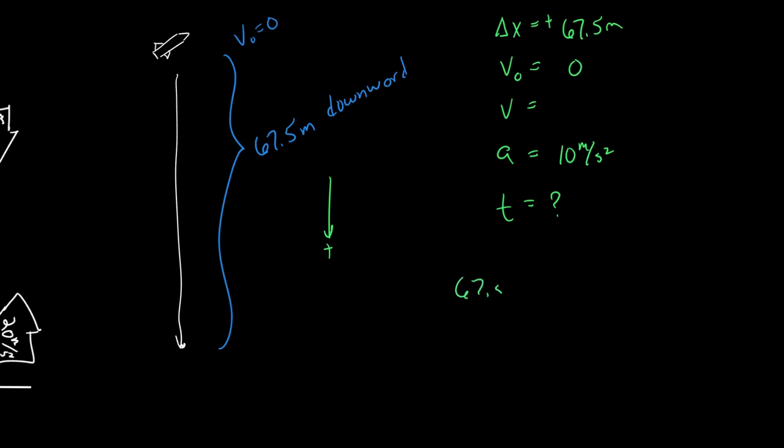67, I'm not going to do this one, I think because I'm going to run out of time. But I also don't think I can do this one in my head. It's 67.5 divided by 20, then you have to take the square root. 3 point what? 3.7.